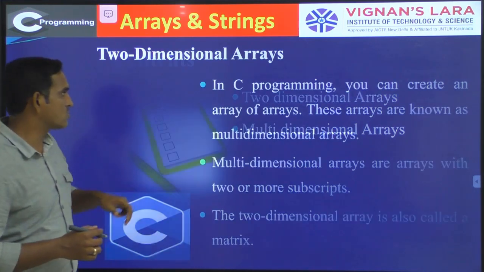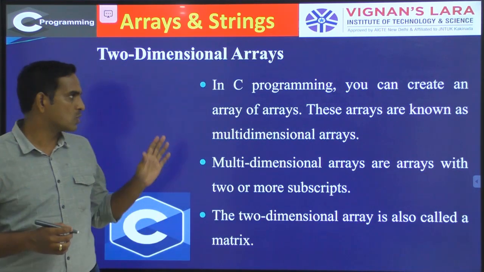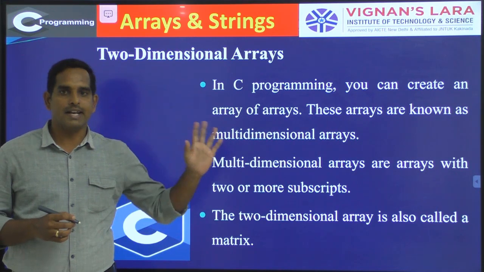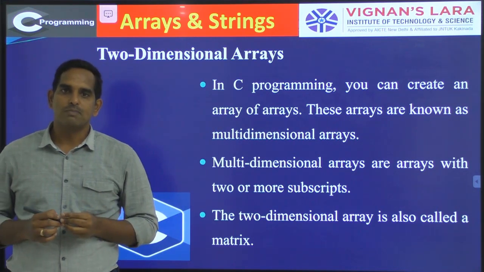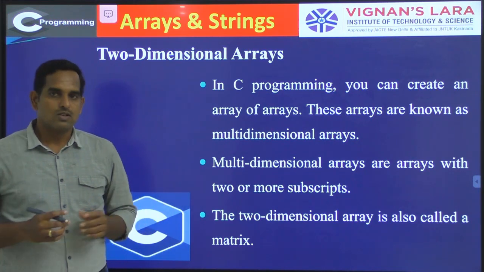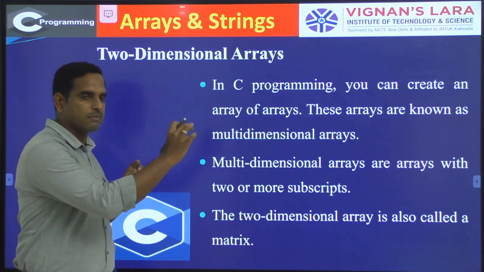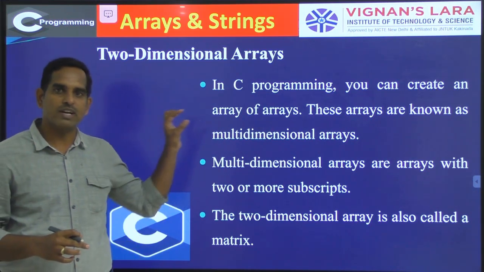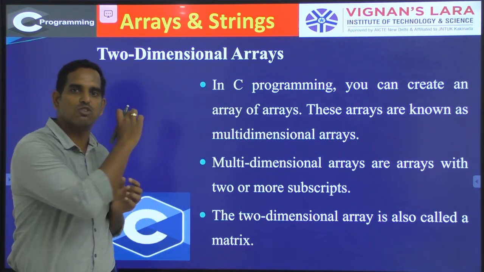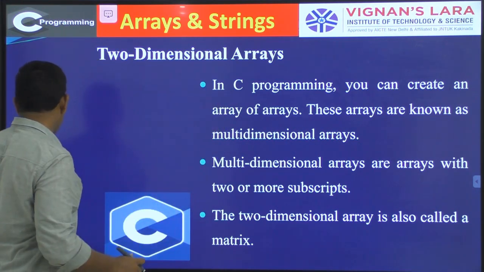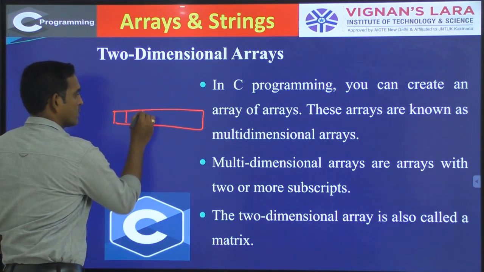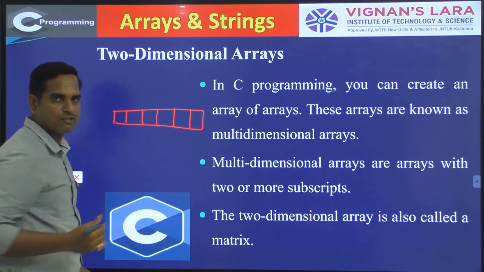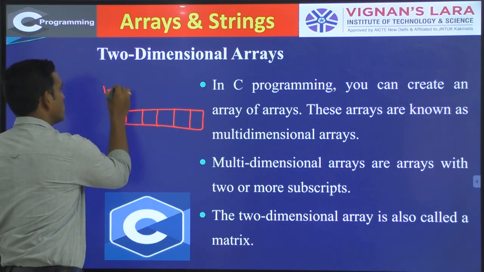As a part of two-dimensional arrays, in C programming, we can create an array of arrays. This array of arrays we will call multi-dimensional arrays. When you are creating a single dimensional array, as I told you, your one-dimensional array will be a conceptual view of a row. That is, you will have a list of values in this manner. This is a one-dimensional array.